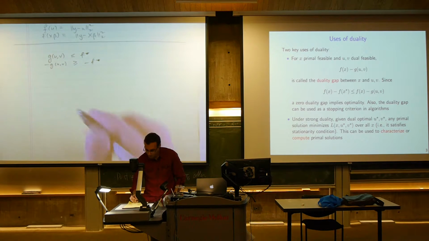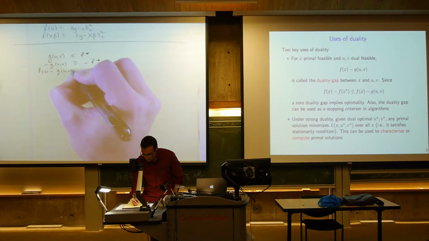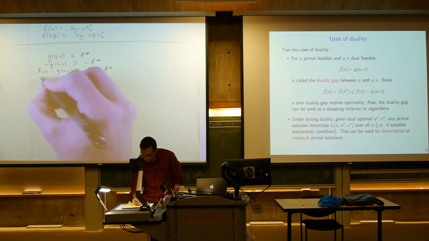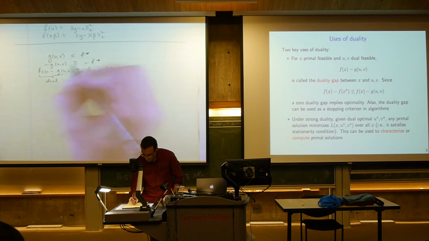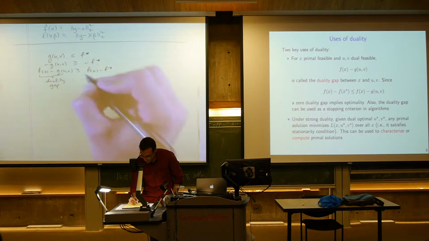And if we just add f of x to each side, we get that the duality gap is bigger than or equal to f of x minus f star. So we call this the duality gap. Which is very useful, right?